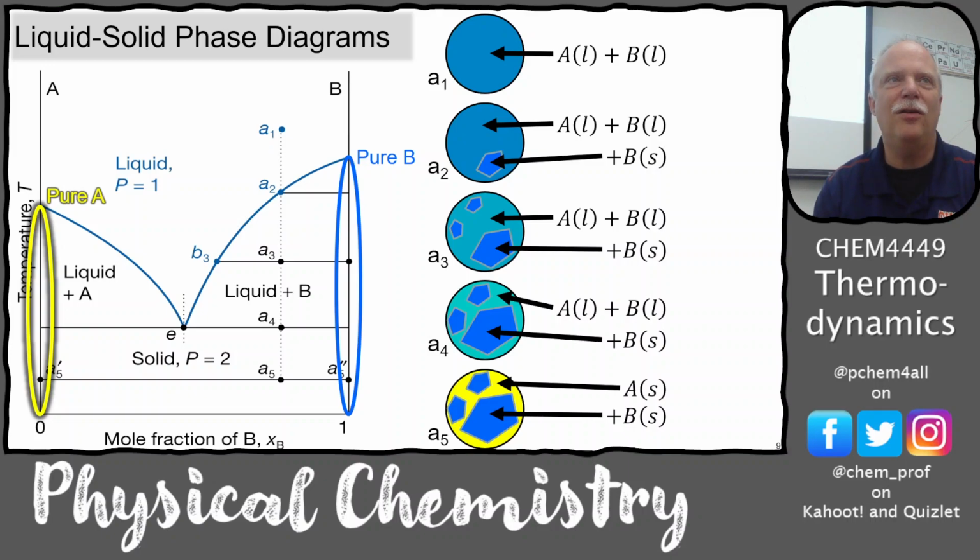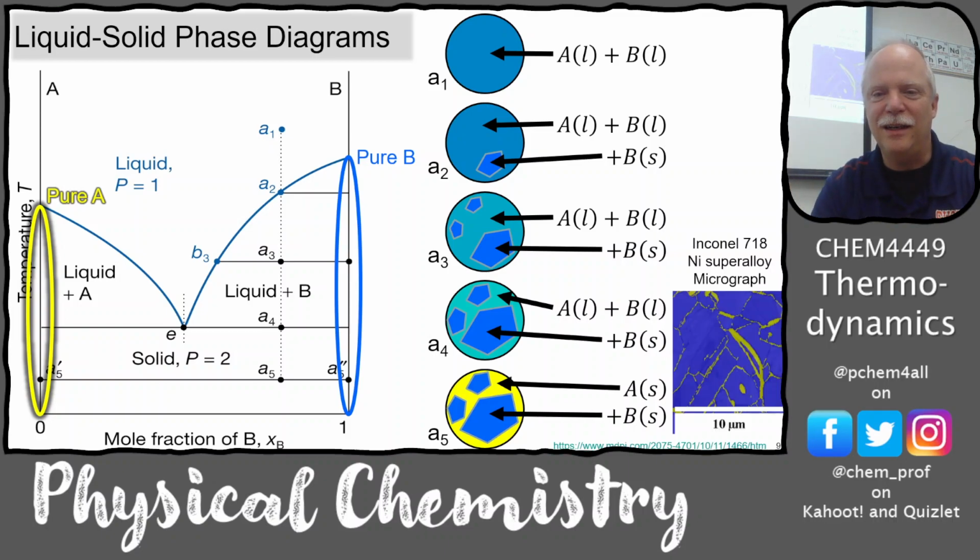And I found a micrograph. If you were to take metal, cut it, polish it, and look at it under a microscope, you would see the different grains, the solid and liquid grains. And here's an example of that. This is a nickel superalloy. You can see the blue grains surrounded by a little bit of yellow. And that's why I chose the colors I chose. I found this micrograph, and then I tried to make this match that micrograph.